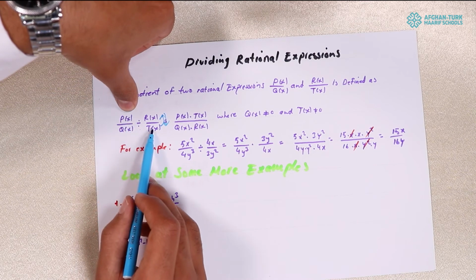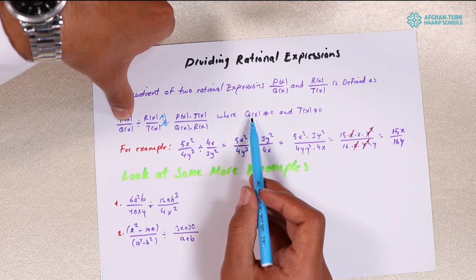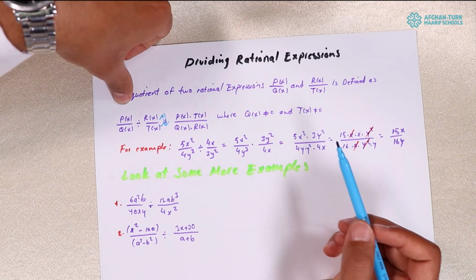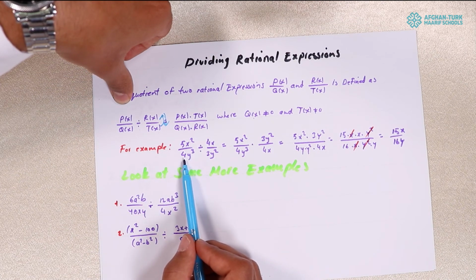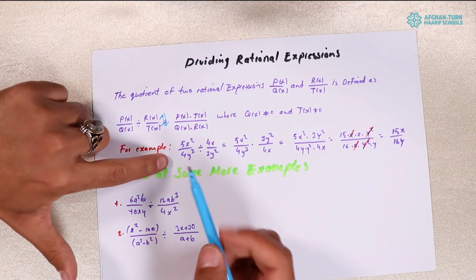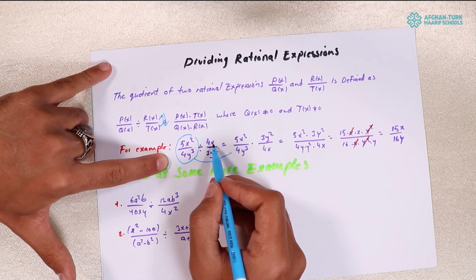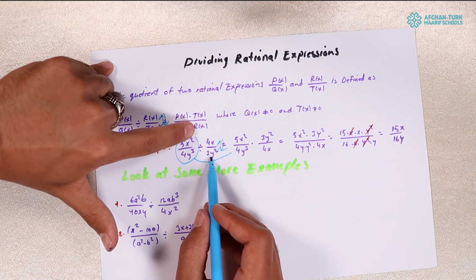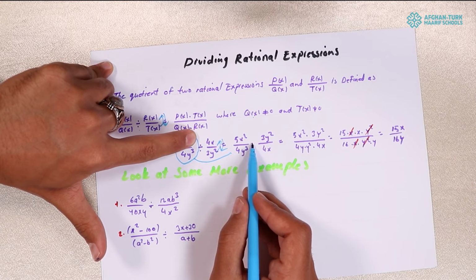and this operation sign changes to multiplication, okay? It means p of x times what? t of x, and q of x times r of x, where q of x and t of x, which are the denominators, don't equal 0. Look, for example, 5x squared over 4y cubed divided by 4x over 3y squared. Okay, look, the first fraction itself, and we have to change or switch the position of numerator and denominator of the second fraction. So this operation changes to multiplication.